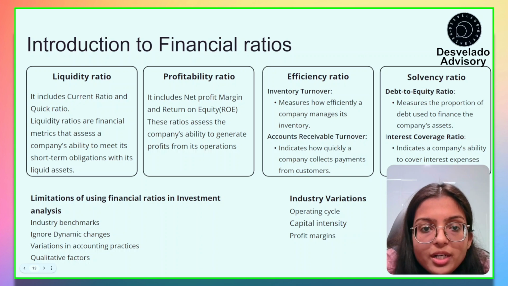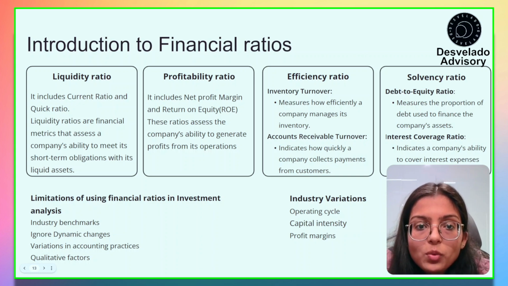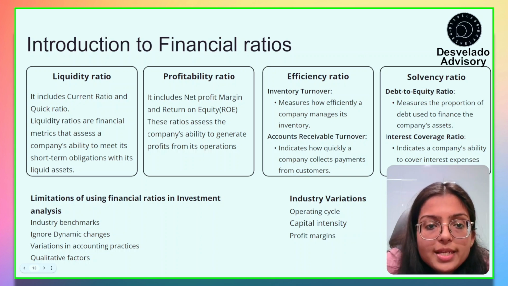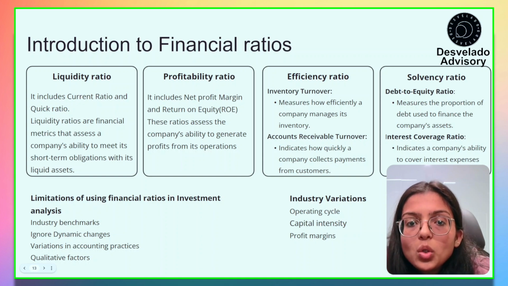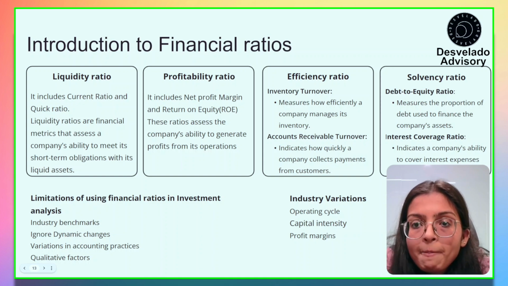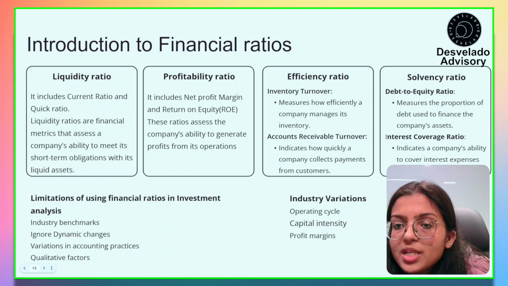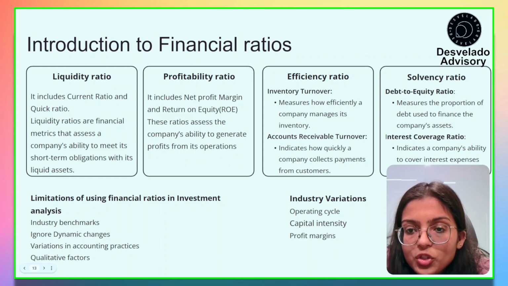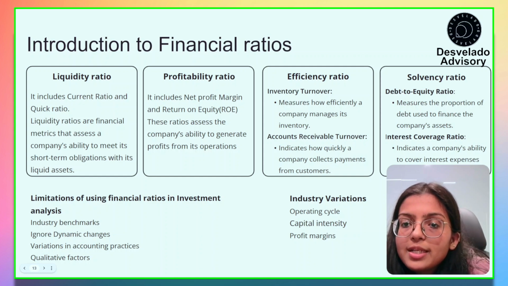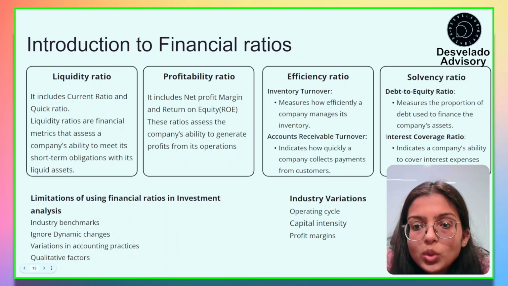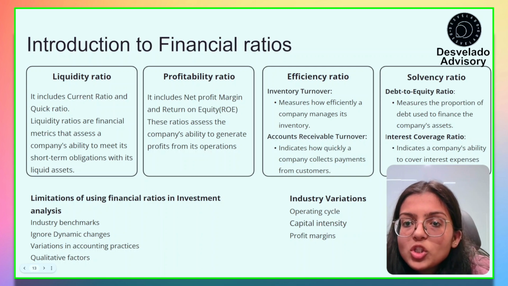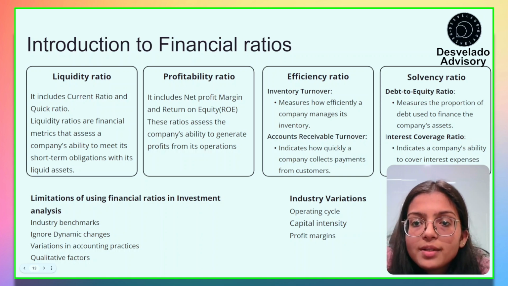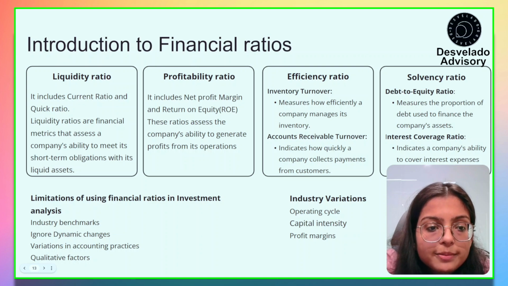Profitability ratios include net profit margin and ROE, return on equity. These ratios assess the company's ability to generate profits from its operations. Efficiency ratios include two of them, inventory turnover and accounts receivable turnover. And solvency ratios include the debt to equity ratio and interest coverage ratio. Interest coverage ratio indicates a company's ability to cover interest expenses with its operating income. And debt to equity ratio measures the proportion of debt used to finance the company's assets.